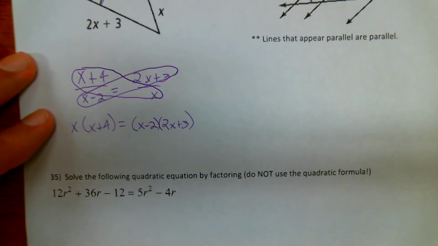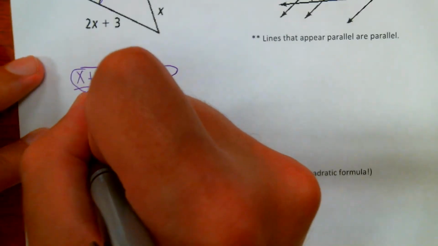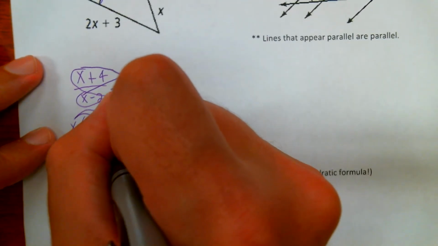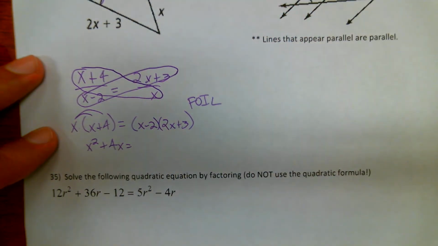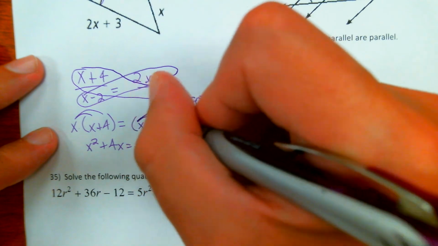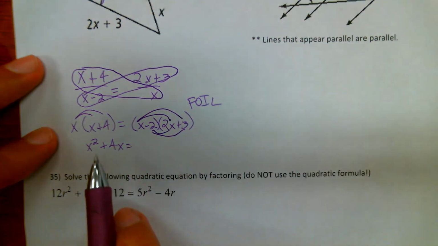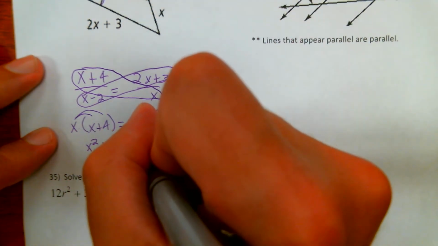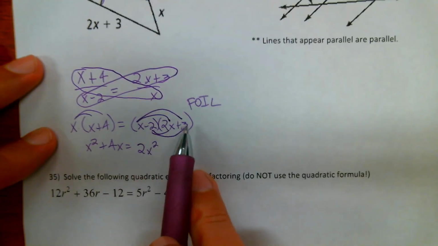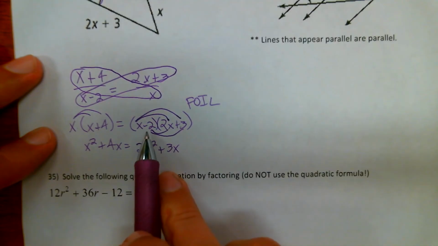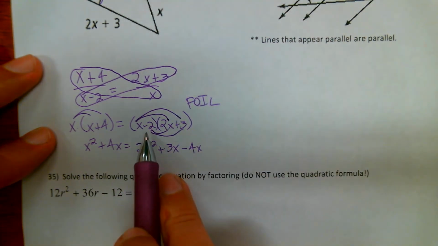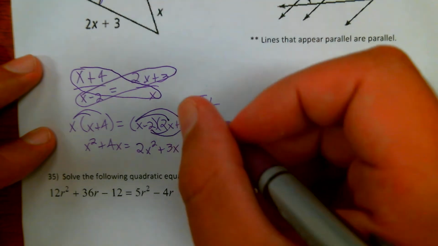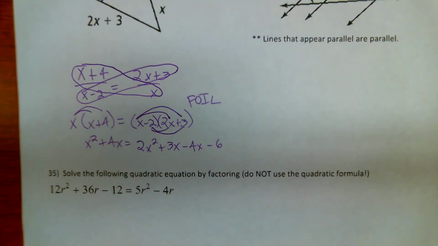Okay, we got to do some simplification. We got to distribute here. This one I just distribute twice. X times x is x squared. X times 4 is plus 4x. Now here we got a FOIL, right? Whenever I multiply a binomial times a binomial, I got to do first, outside, inside, last. So first, x times 2x is 2x squared. Outside, x times 3 is plus 3x. Inside, negative 2 times 2x is minus 4x. And then last, negative 2 times 3 is negative 6.